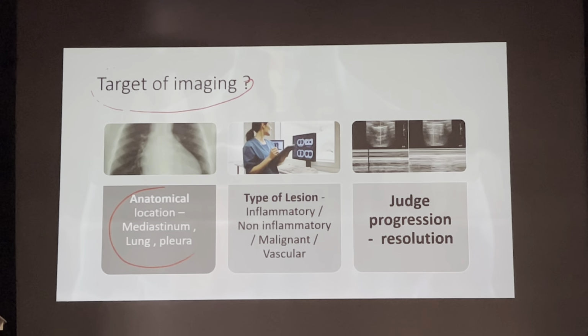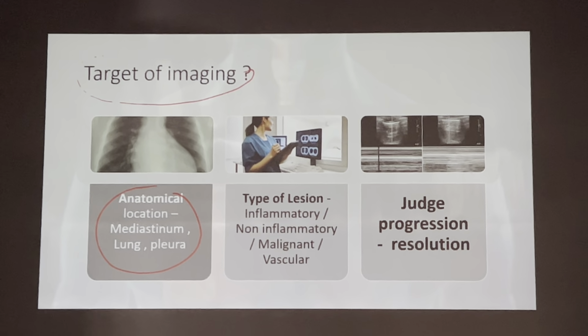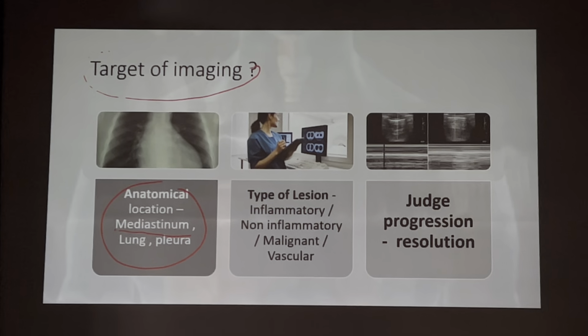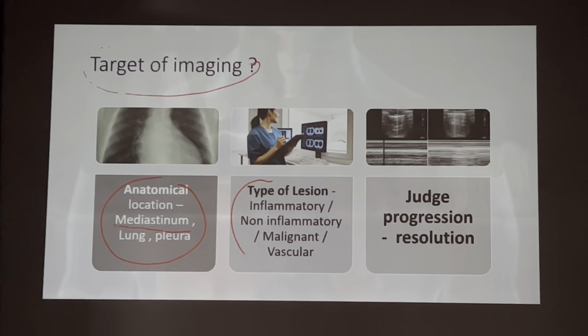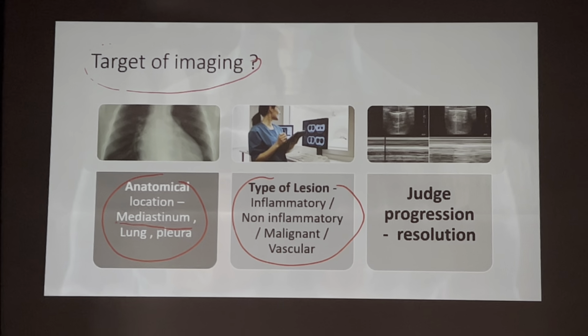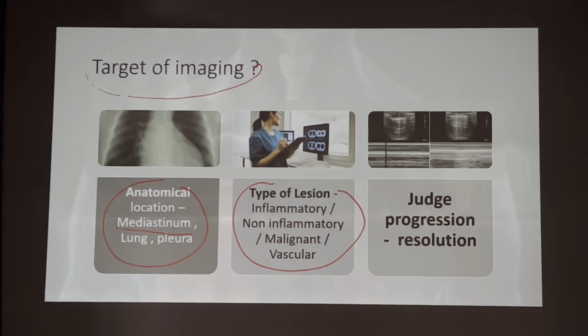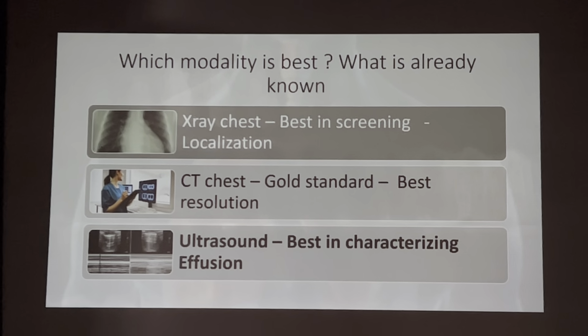I want to know what the anatomy means, where this problem is located, the anatomical location. Is it mediastinal, or lung parenchyma, or pleura? I want to know the type of lesion. Is it inflammatory, infectious, non-inflammatory, malignant, vascular? These are the four major causes of any radio-opaque or radiolucent shadow on X-ray. And of course, I want to judge the progression. Is resolution happening or is it persisting, right?